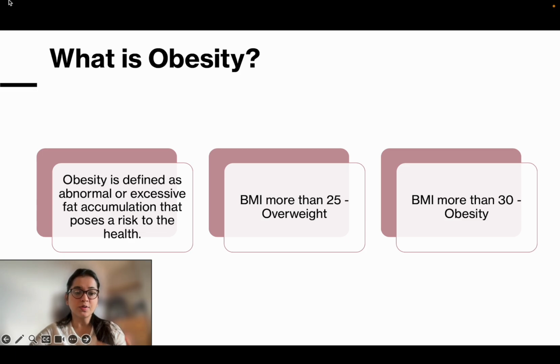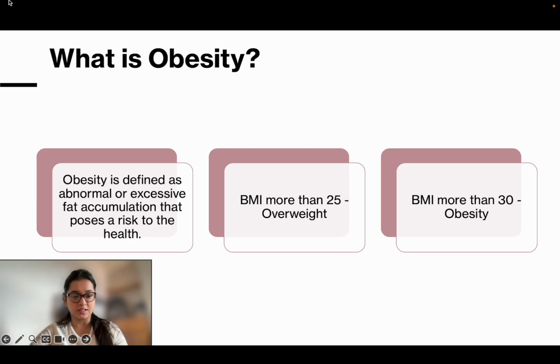Now, how do we know if a person is obese, overweight, underweight, or in the healthy weight range? The first thing that we see is BMI, which is body mass index. Body mass index uses two criteria basically, your weight and your height, to see if your weight falls in the normal range for your height.